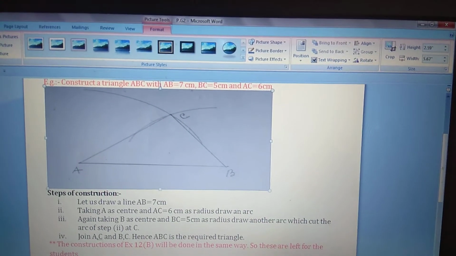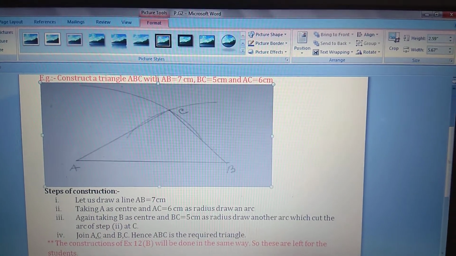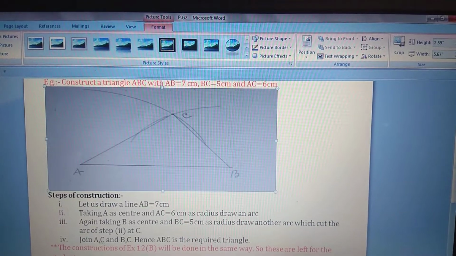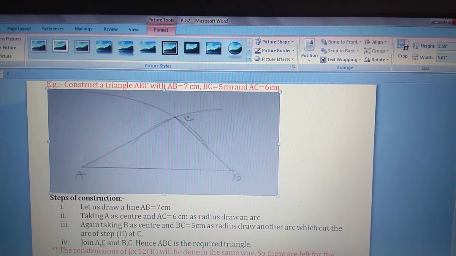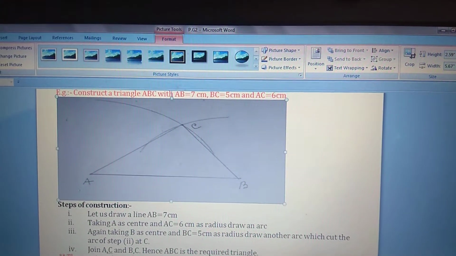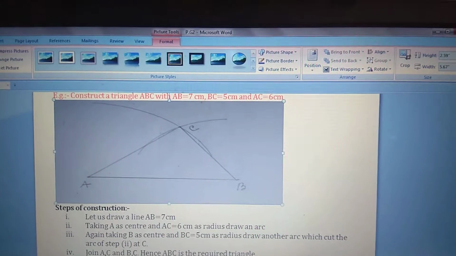In this way, exercise 12B has 5 questions. All of that you will do and write the steps accordingly. Here, since the triangle is ABC, we have used the term ABC. In the other questions, there are XYZ, PQR, LMN, etc. So, accordingly, you will use those.